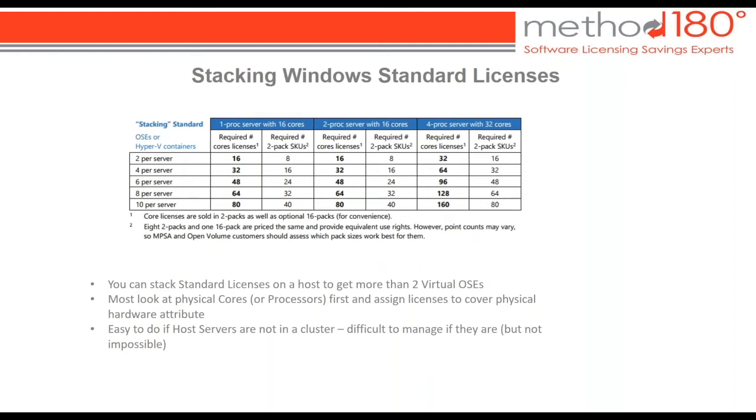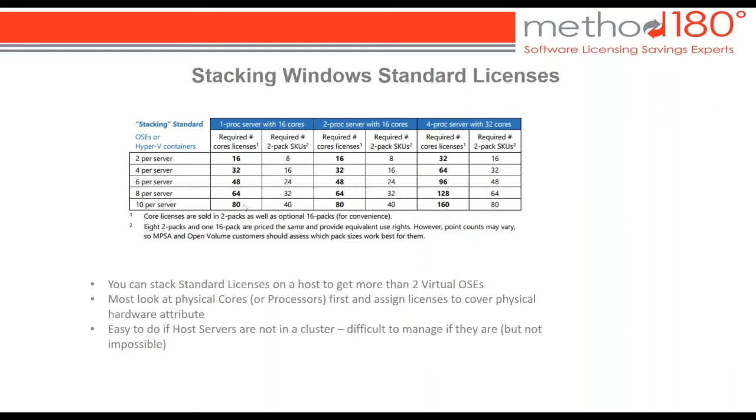Okay, and so what that means is if I look here, I've got 1 proc server with 16 cores. So I can have 2 VMs with 16 cores. I can have 4 with 32. So if I've got 3 or 4, I actually need to buy 32 cores. If I have 6, I need to buy 48, because I'm just doing the multiples of 16 here, right? So you just keep going by 16 cores every time you see the jump.